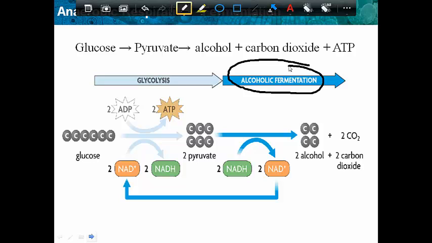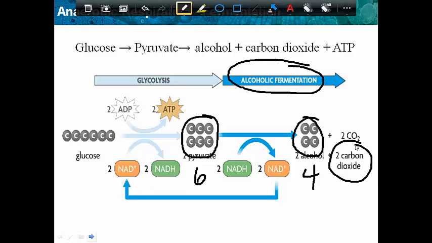Instead of taking those pyruvates and changing them into lactic acid, change them into 2 ethanol molecules. Each of those has 2 carbons in it. Where do our other 2 carbons go? Because here we had 6, here we had 4. There's 2 carbons to be accounted for yet. They are produced with these carbon dioxides. Okay, 2 carbon dioxide are also given off as a waste product.